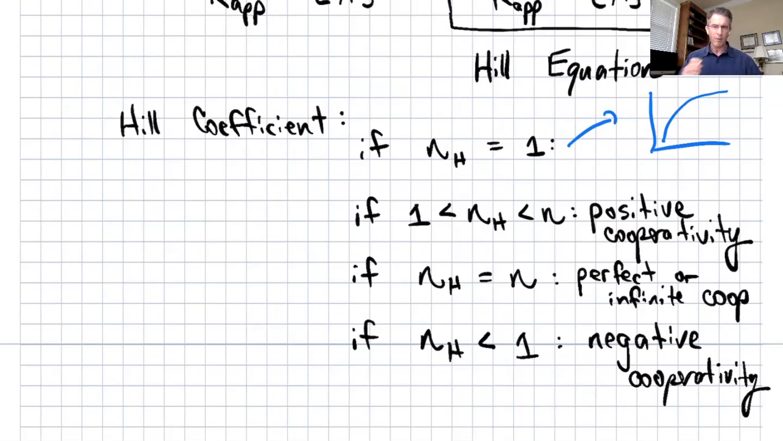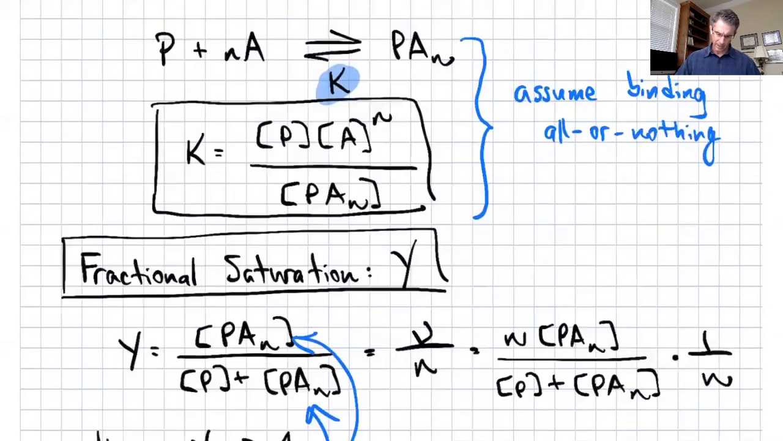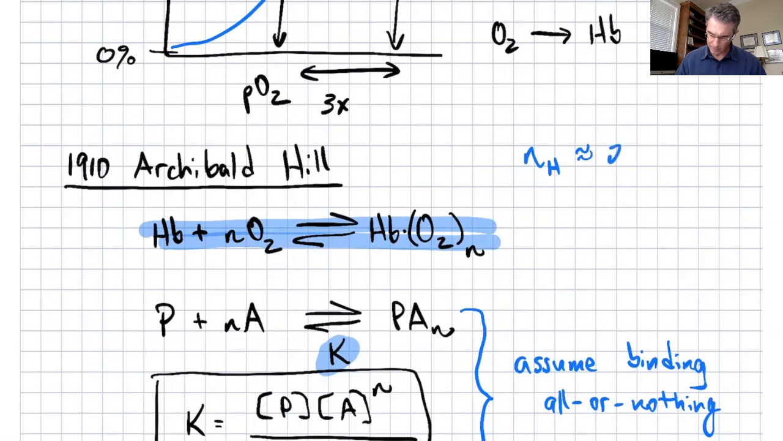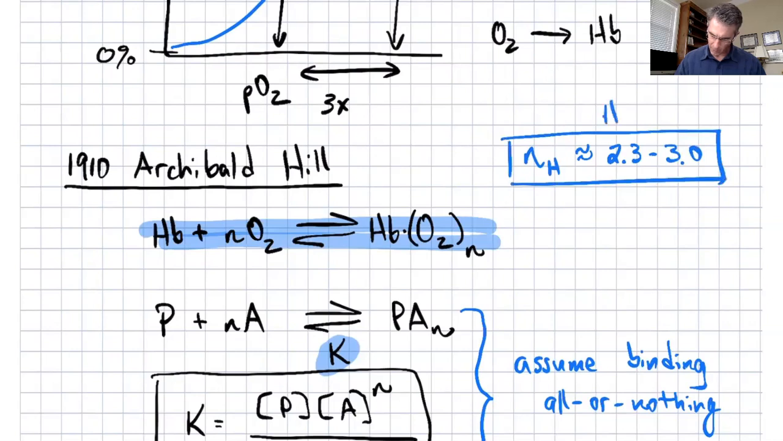Remember though, Hill's goal here was to try and figure out how many binding sites hemoglobin had. That was the whole point, and that's why he went through this little exercise. The problem for Hill was that when you do this, and people have done it a lot over the last century, the Hill coefficient for hemoglobin is around 2.3 to 3.0, depending upon the conditions and the solvent solution conditions.